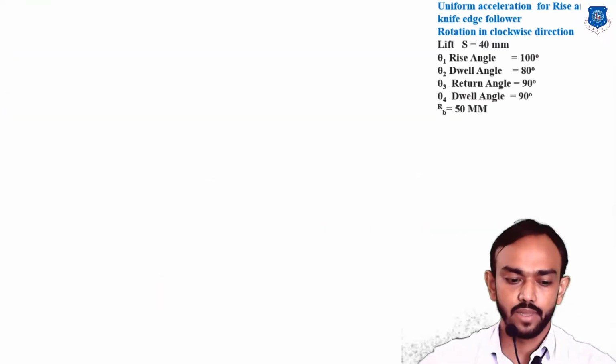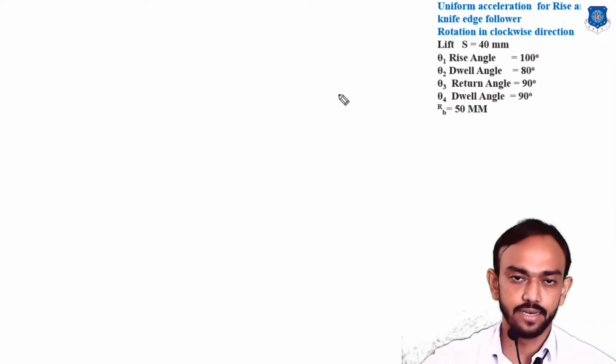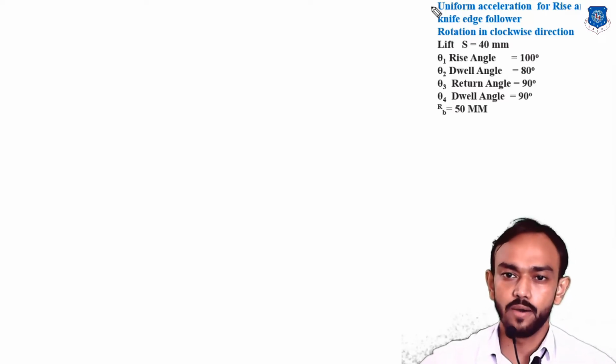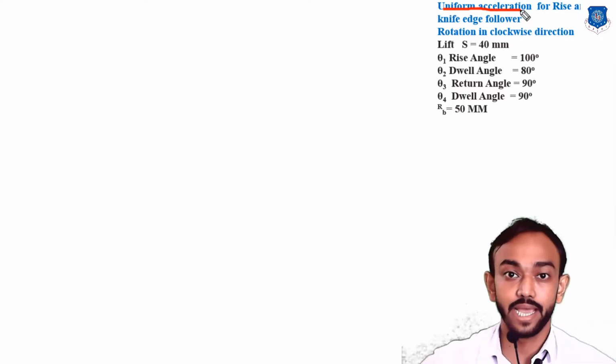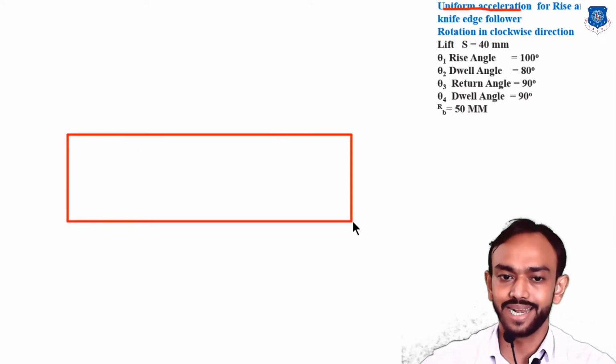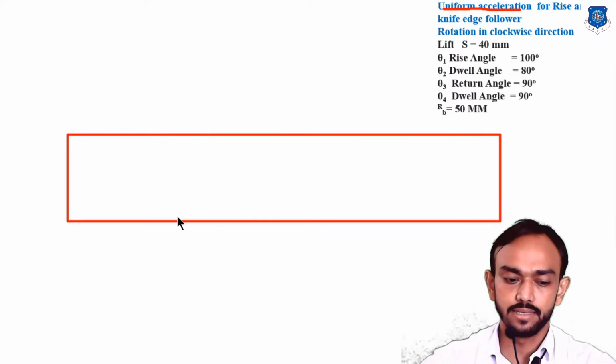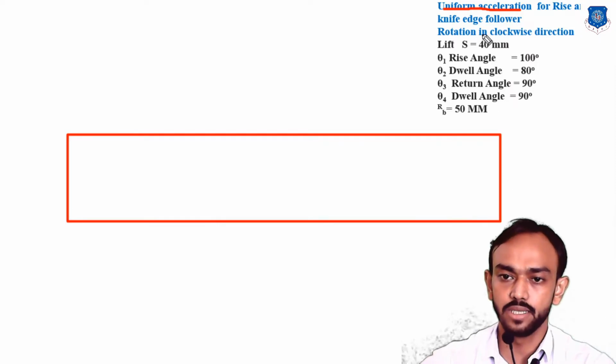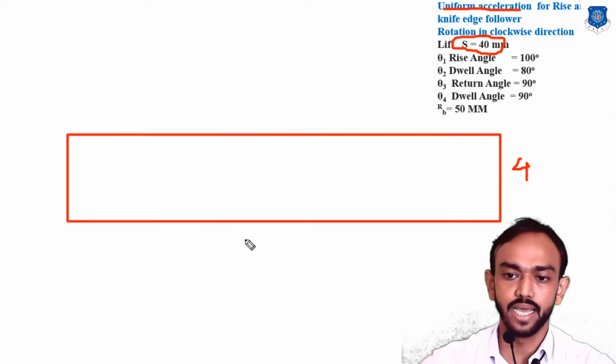Okay, let's start. As we already know how to draw the displacement diagram, I will skip that, but I will do a quick review of how to draw the uniform acceleration diagram. First of all, you know that we have to make a right angle, and the height of this rectangle depends on this length, which is 40, so 4 centimeter will be there, and this length will be 18.